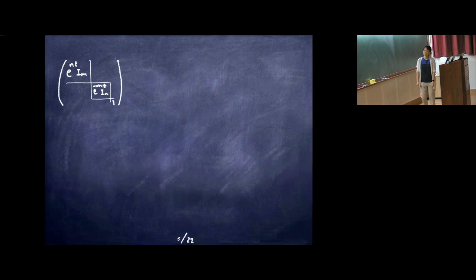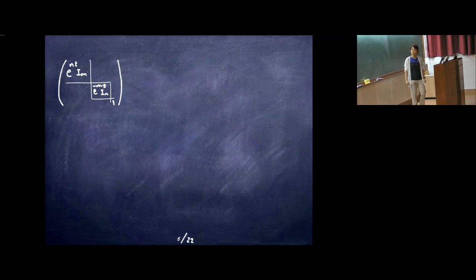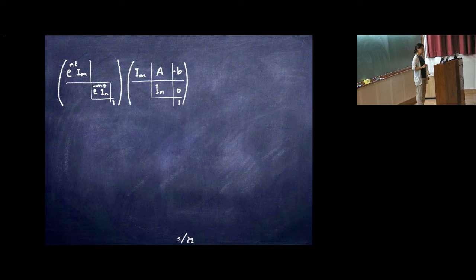So to interpret this question in homogeneous dynamics, let's do some matrix calculations. We have this diagonal matrix. The first block is e to the nt, the second block is e to the negative mt, and the last entry is 1. Then we have a unipotent element, which is block diagonal with identity blocks, and above we have this n by n matrix A and the vector b, but instead of b, I'll choose negative b.